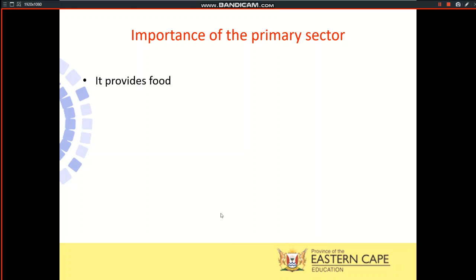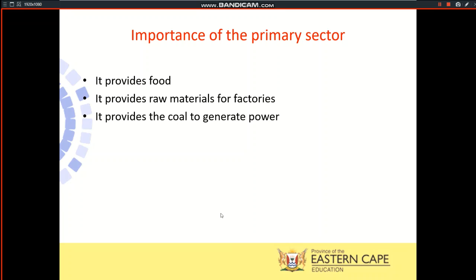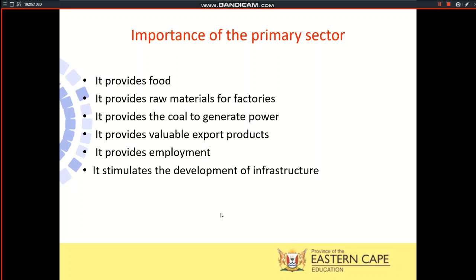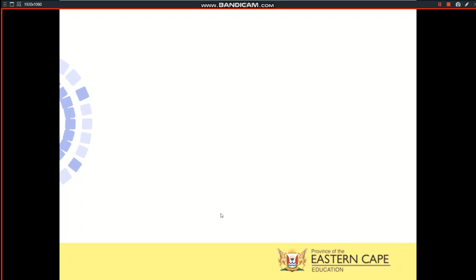It provides food. It provides raw materials for factories. It provides the coal to generate power. It provides valuable export products. It provides employment. It stimulates the development of infrastructure. It stimulates the development of industries.